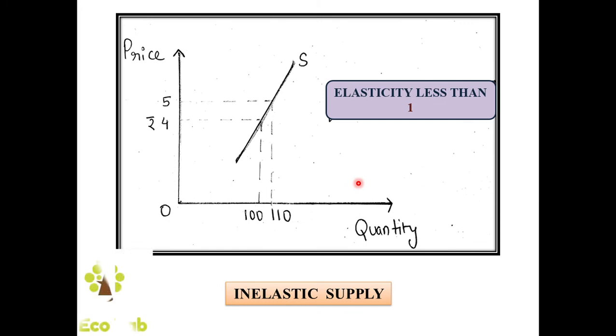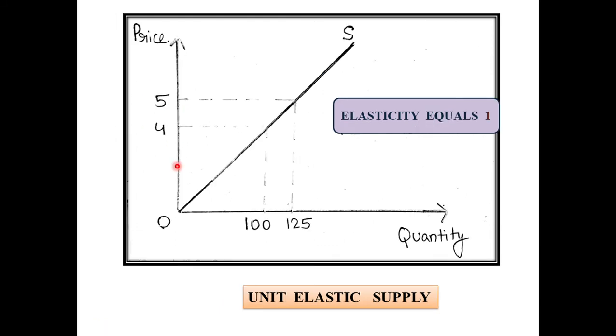Next we have inelastic supply. Here elasticity is less than 1. You can see the change in quantity supplied is less than the change in price. Third is unit elastic supply. Elasticity equals 1. The percentage change in quantity supplied is equal to the percentage change in price. You should copy down these graphs. Okay.